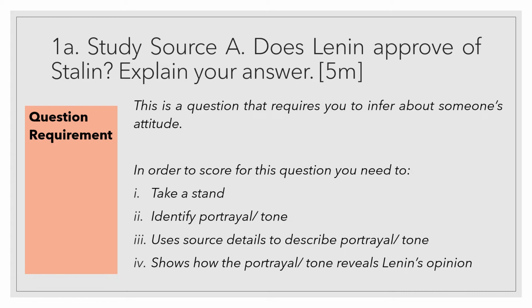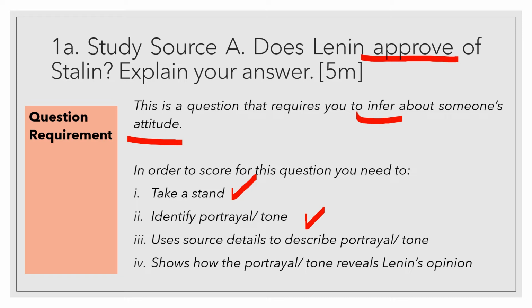Now let's start with the first question. Study source A, does Lenin approve of Stalin? For approval, you need to first of all understand what the question wants from you. This is actually a question that requires you to infer about someone's attitude. It is still an inference question, but it's one level more difficult than a normal inference question. This time round, you need to take a stand. You need to identify the portrayal or the tone. Use source details to describe the portrayal or tone and show how the portrayal or tone reveals Lenin's opinion.